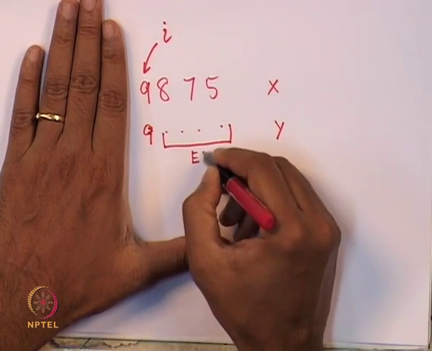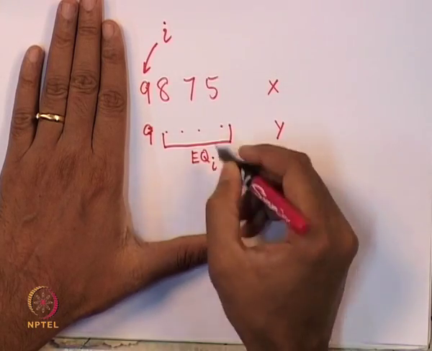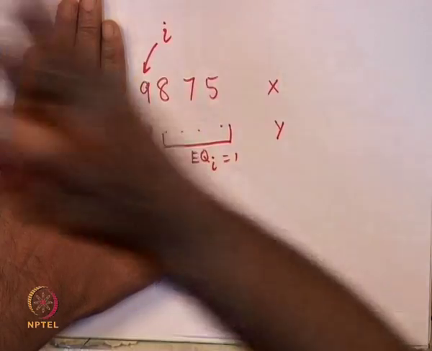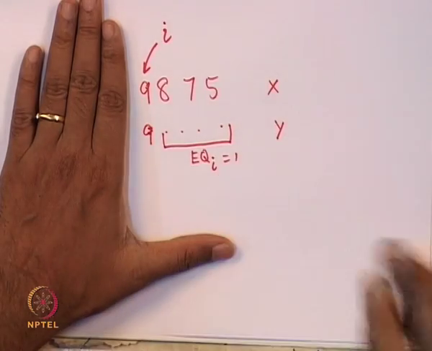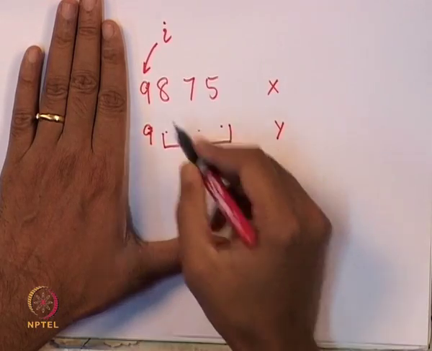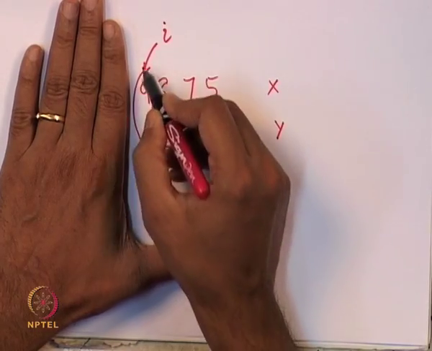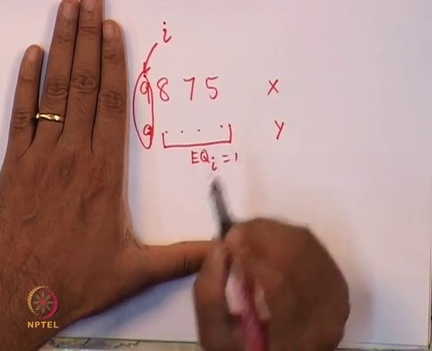So if EQ of i is 1, meaning all the digits from i minus 1 all the way down to 0 are equal, then it's 1, and if the current positions are also the same, then I can say that so far the numbers are the same.